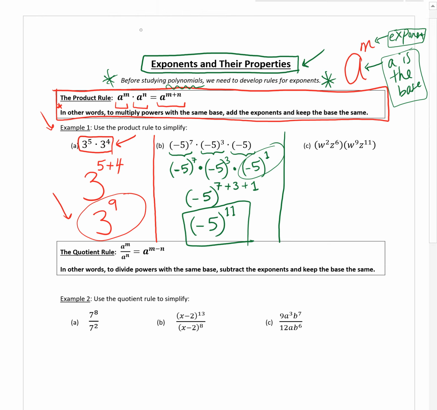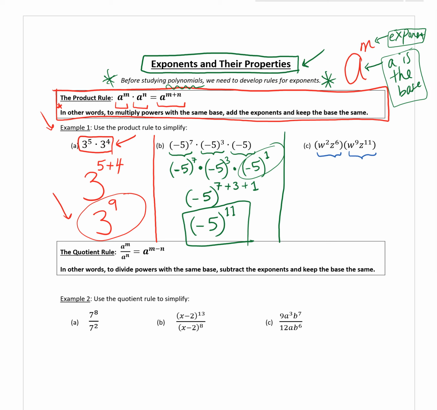Alright, let's try this last part of this problem, and then we'll move on to the next property of exponents. So this one looks more complicated. Notice something in parentheses here, there's a w to a power, but not only that, there's a z to a power, so two different bases there. One has a base w, one has a base z. And then in the next parentheses you have w to the 9th and z to the 11th.